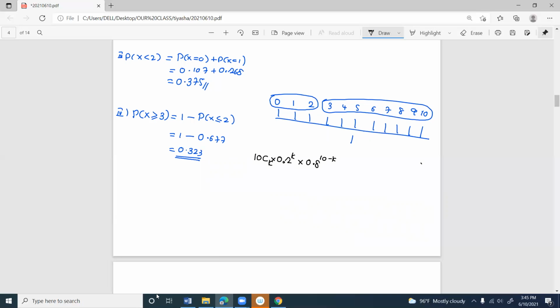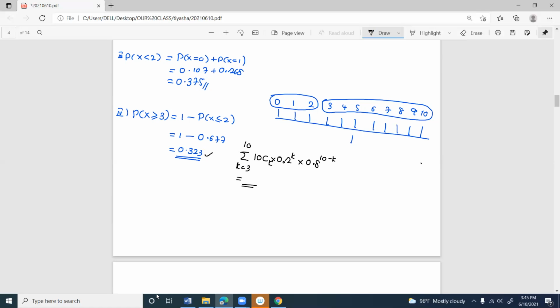We need to add them from where to where? From 3 to 10, including 3 and 10. K goes from 3 to 10. If you do this one, you get the same answer as what you got over here. Hope you can understand how it came. Is that clear?